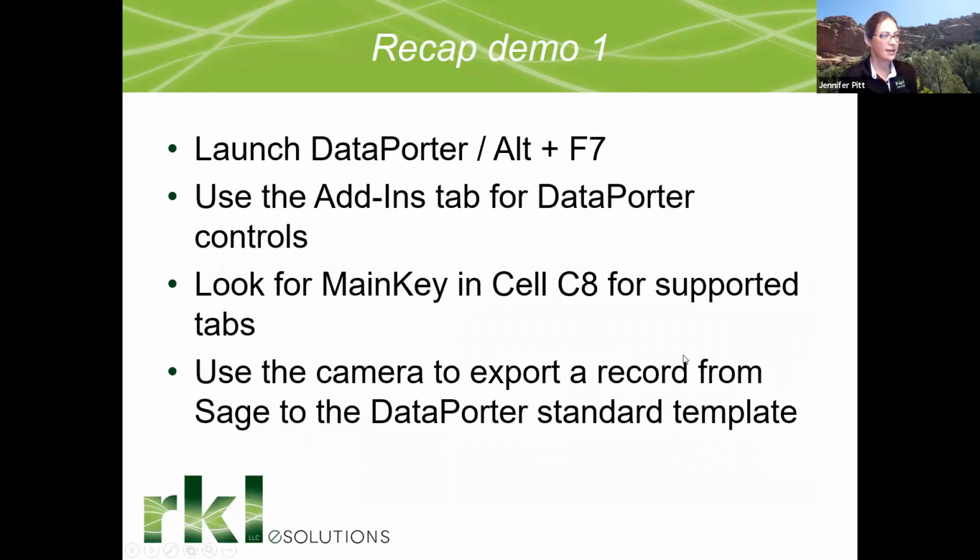So just to recap that demo, you want to launch your data porter from the icon or Alt and F7 if you want to use a keyboard shortcut. You want to use the add-ins tab on the Excel template for the data porter controls. That's the 3 controls. And then you want to look for main key in cell C8 for the supported tabs or for the supported fields. Also remember you can use the camera to export the record from the Sage to the data porter standard template. And that's great for helping you format.